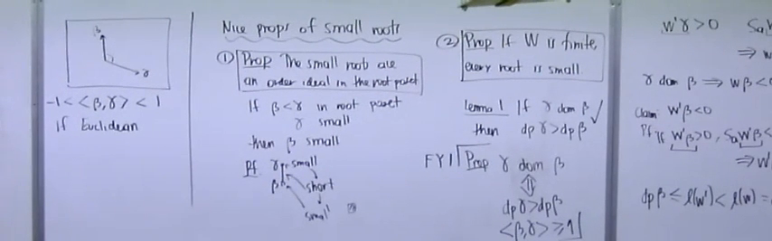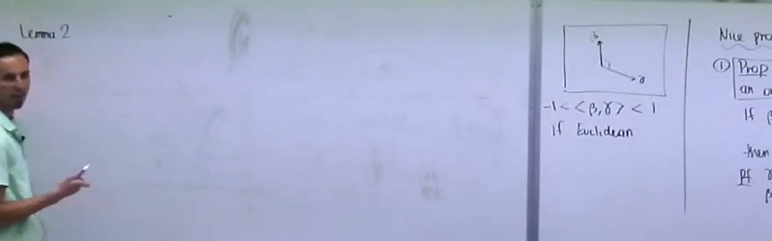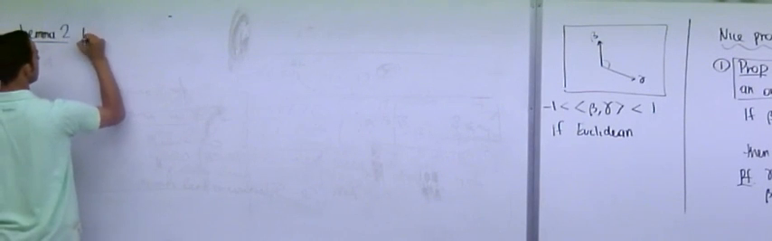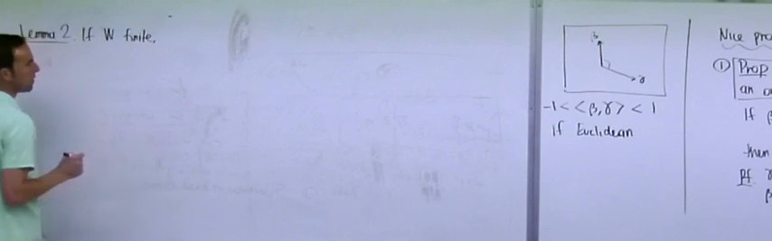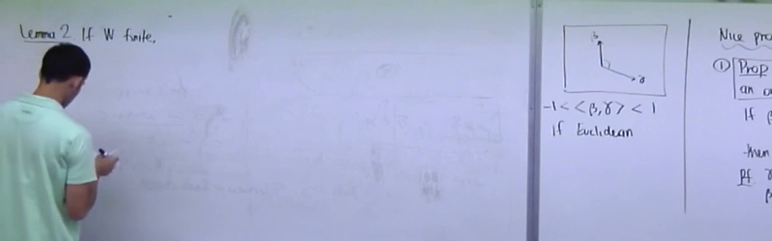Remember, I'm trying to prove that if a Coxeter group is finite, then every root is small. And so how am I going to use finiteness here? Lemma 2 says: let W be finite. So if it's finite, that means that it has a top element, W naught, okay?